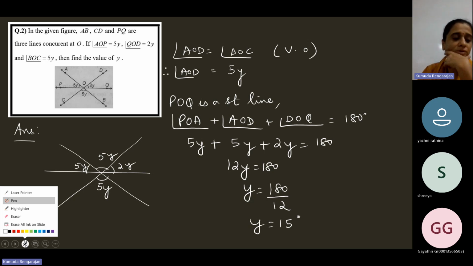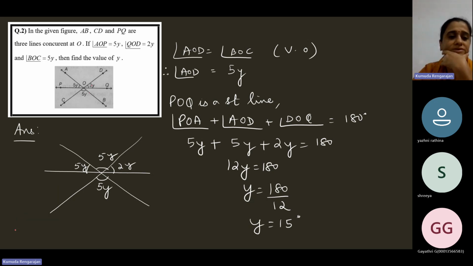See, it's not that you should bring only this 5y here. You can also write this 2y here. Then this is a straight line. The AOB is a straight line. The sum of these angles is 180. You can also do that.